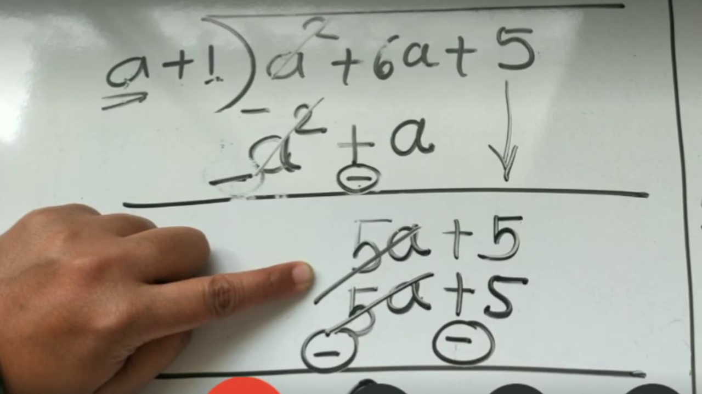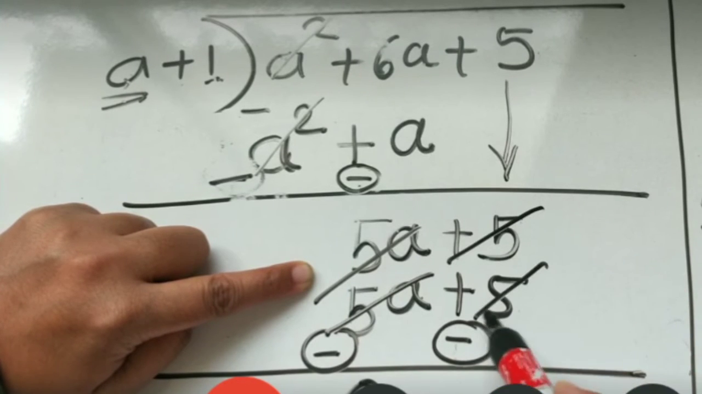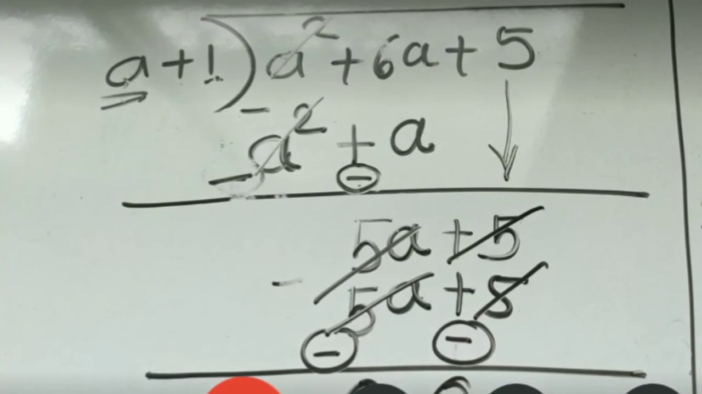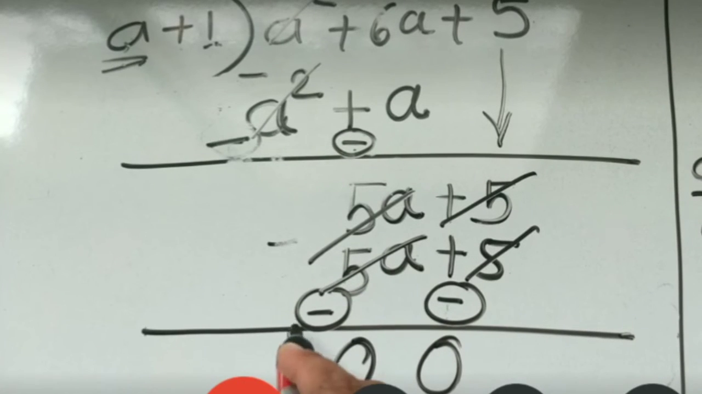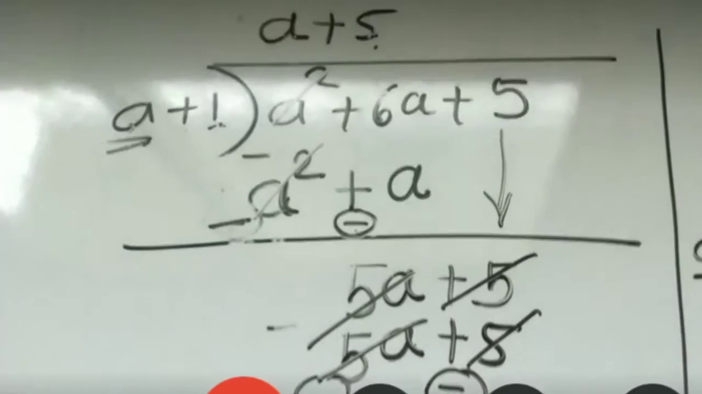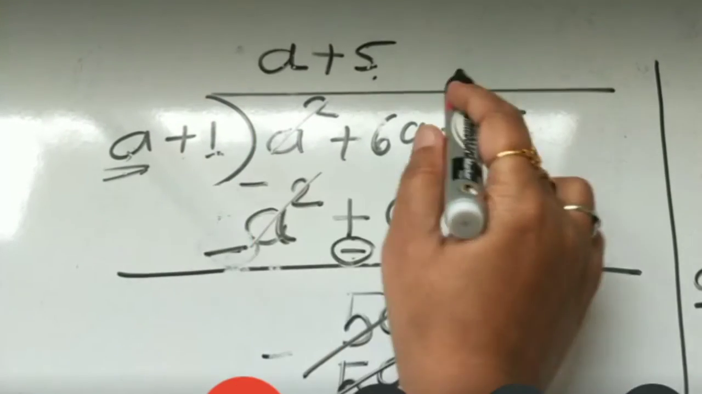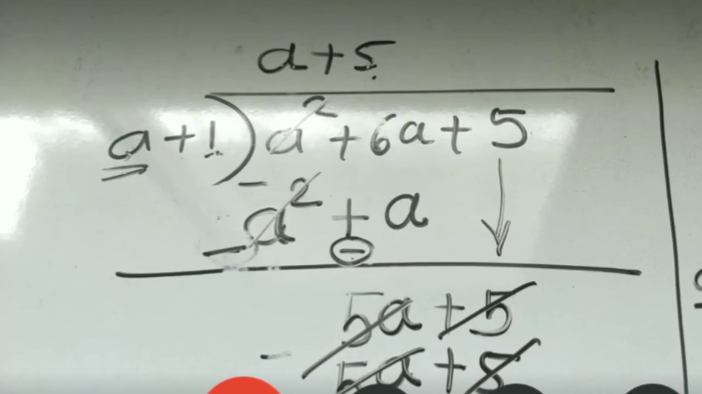0 plus 5 minus 5. 0 means here you have got remainder as 0. आपको finally remainder कितना मिला? 0. And what is the quotient? You have the quotient a plus 5. A plus 5 is the answer.